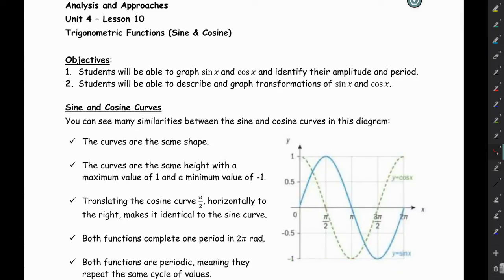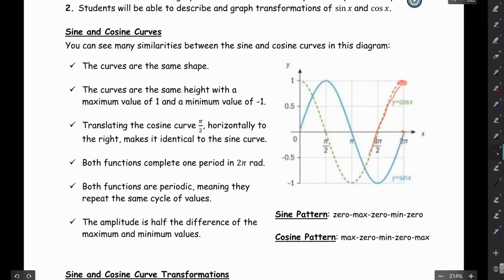Translating the cosine curve pi over 2 horizontally to the right would make it identical to the sine curve. Both functions complete one period in 2 pi radians. One period means we're going to look at the curve and see where it starts repeating. Both of these curves start repeating at 2 pi. So the period of both of these functions is 2 pi.